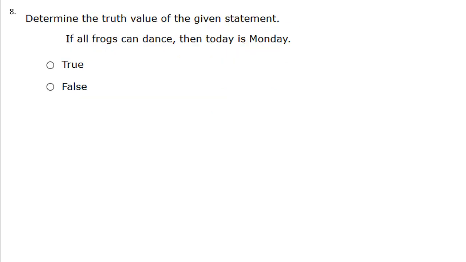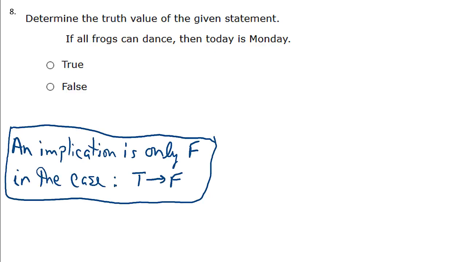Number 8, determine the truth value of the given statement. If all frogs can dance, then today is Monday. Well, think about this. An implication is only false in one case, and that's the case where you have true implies false. So you've got to look up at that statement and analyze it. P is like the statement, frogs can dance. Q would be like the statement, today is Monday.